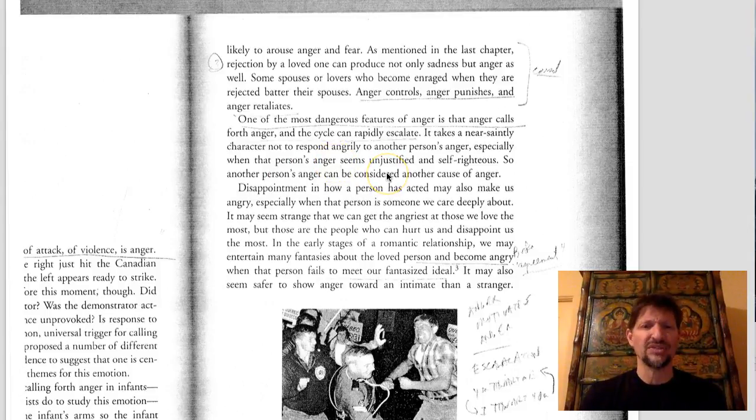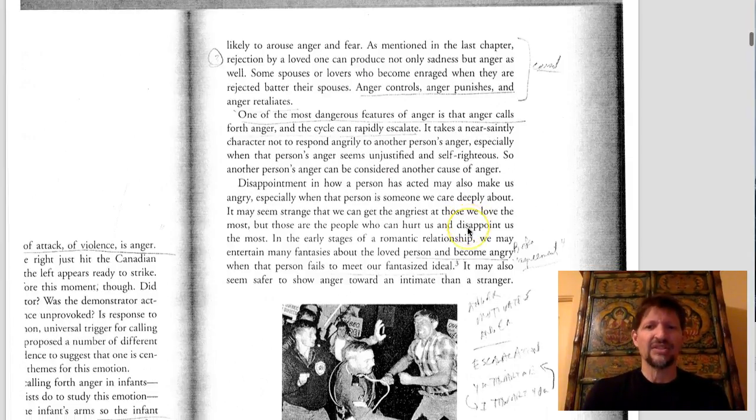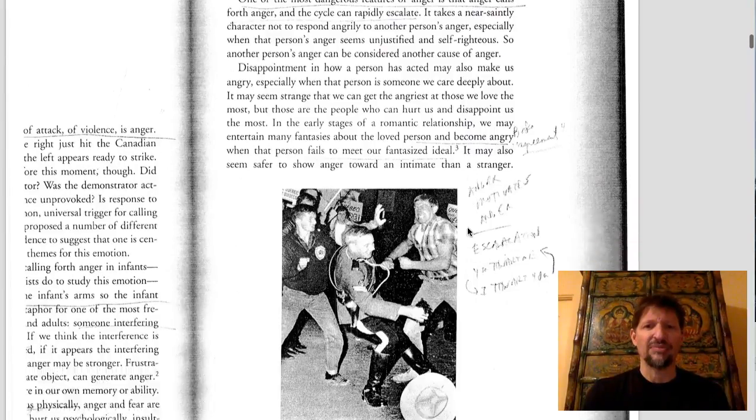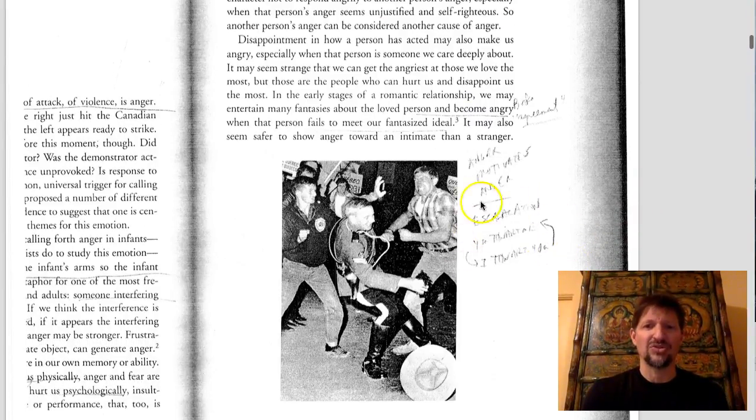One of the most dangerous features of anger is that anger calls forth anger, and the cycle can rapidly escalate. We talked about escalation in Latin, so I won't spend a lot of time on it, but it's that notion of a cycle, a vicious loop, where someone thwarts another person, and that other person feels thwarted, strikes back, then that other person feels like they've been thwarted, and it just keeps on going.